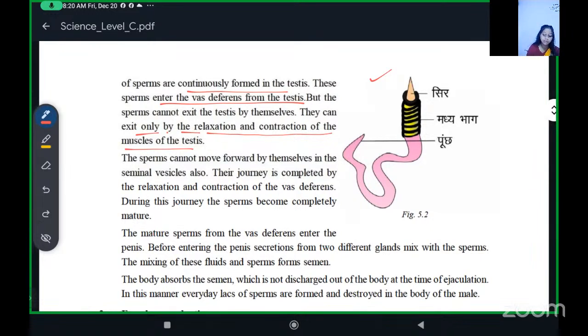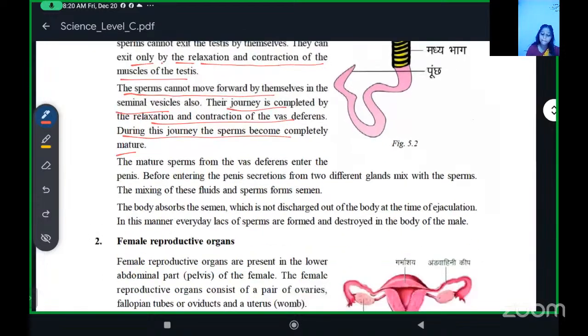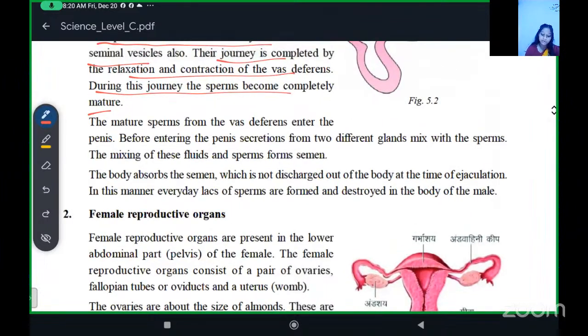The sperms cannot move forward by themselves in seminal vesicles also. So when the vas deferens has this movement of relaxation and contraction, then they are pushed forward. During this journey, the sperms become completely mature. The mature sperms from the vas deferens enter the penis. Before entering it, the secretions from two different glands mix with the sperms. The mixing of these fluids with sperms forms semen.